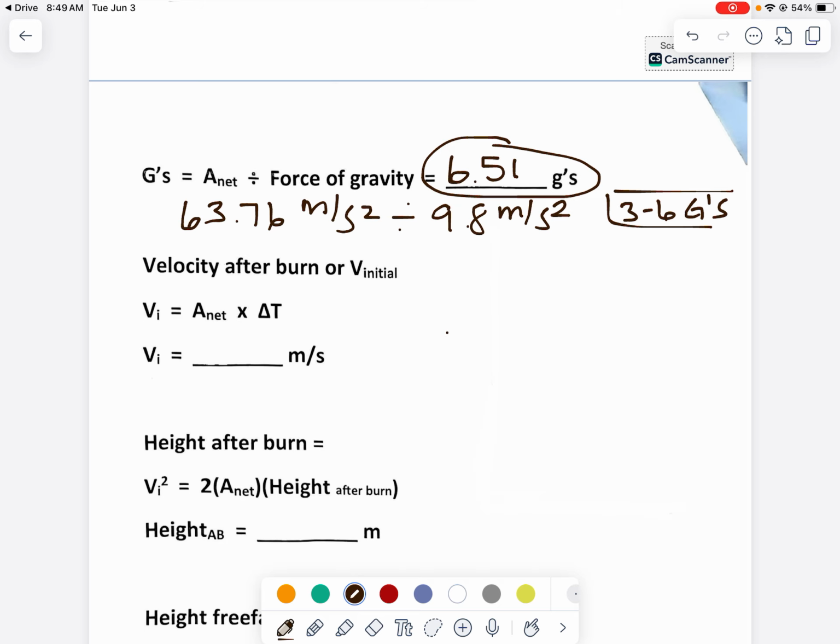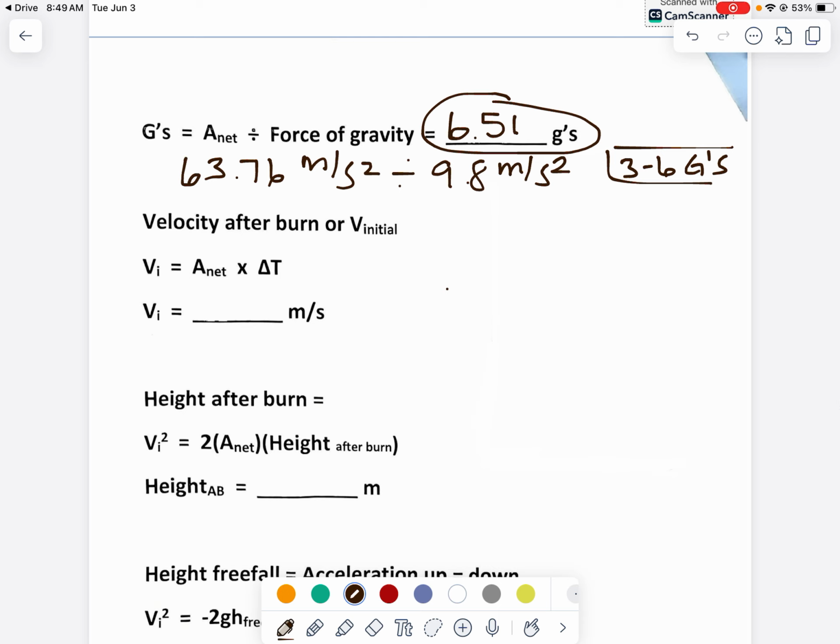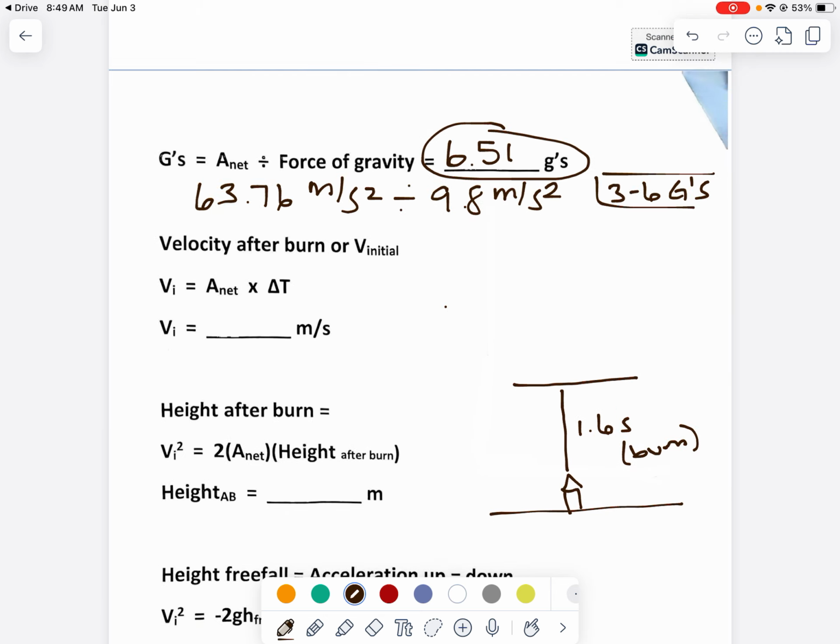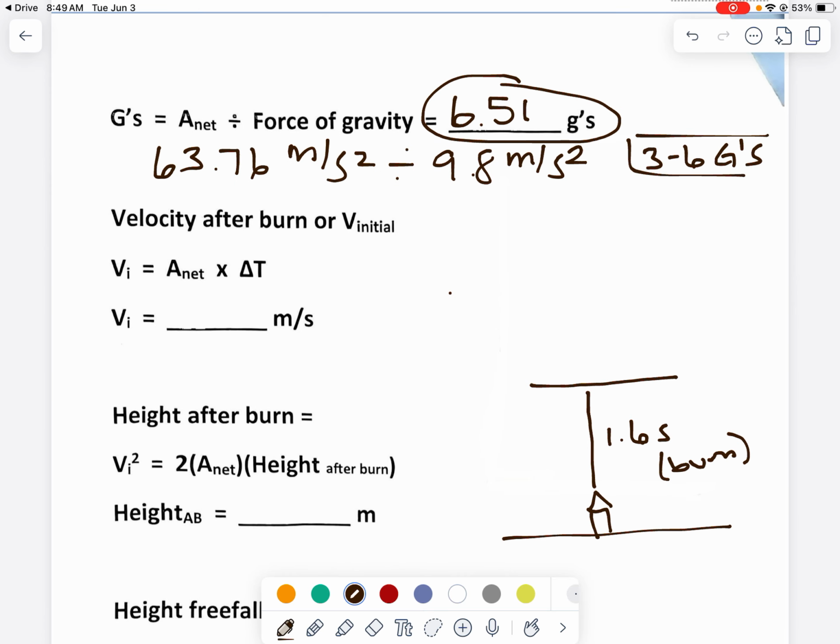Okay, so now we need to figure out our velocity after burn, because this rocket launch happened in 2 phases. So let's draw a little picture over here. We're on the ground, right here, and our engine burns for 1.6 seconds. And so that's our burn phase. That's how we're accelerating that whole time. And so this is really the fastest point. Right here is the fastest that we will be.